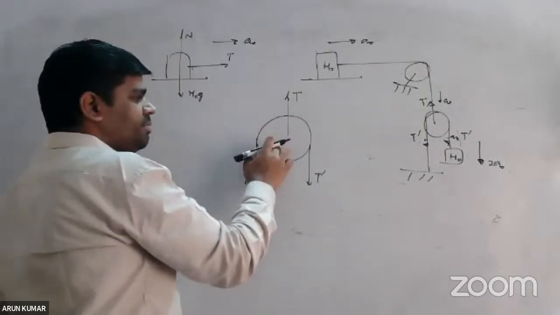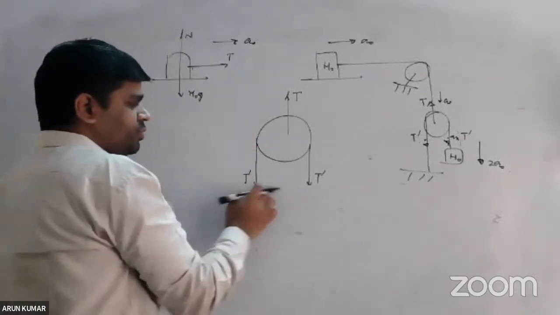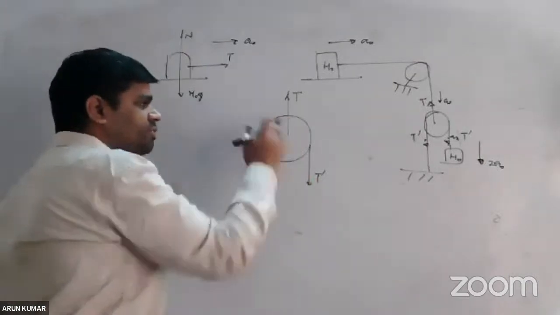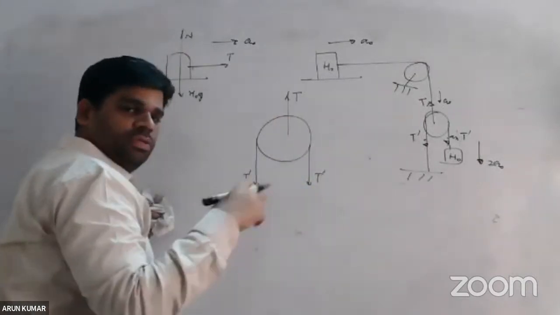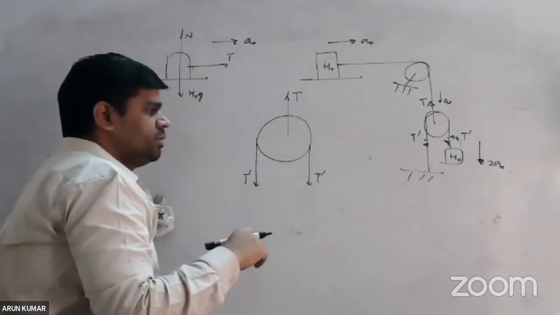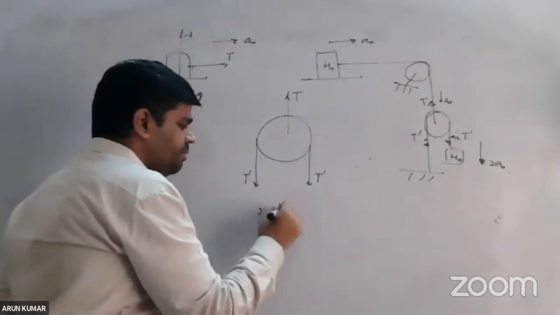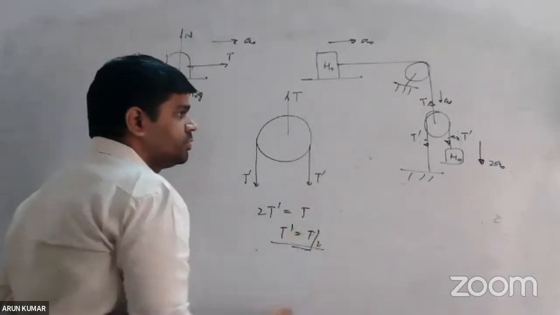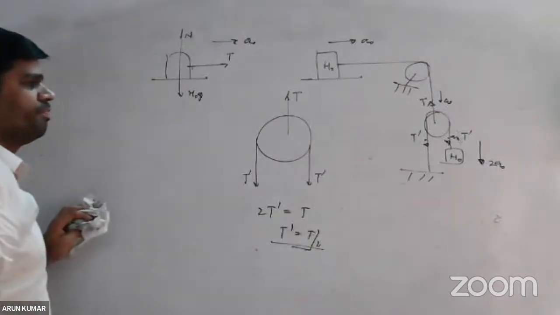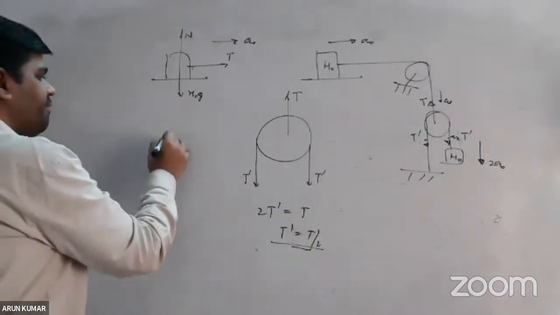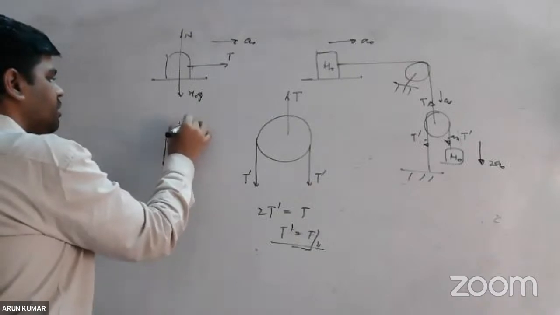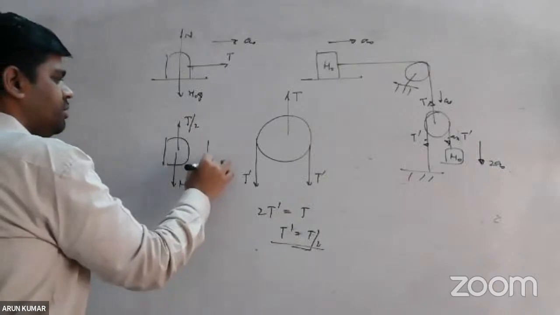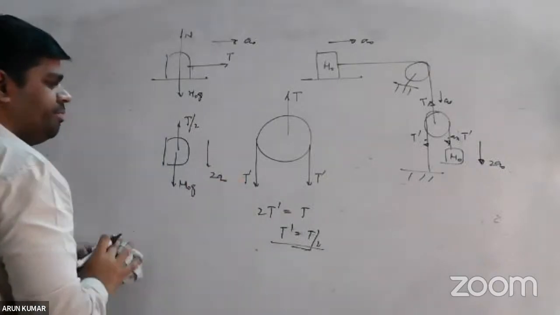Now look at this. Because it's a massless pulley, T minus 2T prime should be equal to 0, or 2T prime minus T should be equal to 0, because mass of the pulley M is 0. Yes, sir. So 2T prime is equal to T. T prime is equal to T by 2. So I got T prime as T by 2. So FBD of the lower block will be T by 2, M naught G, 2A.